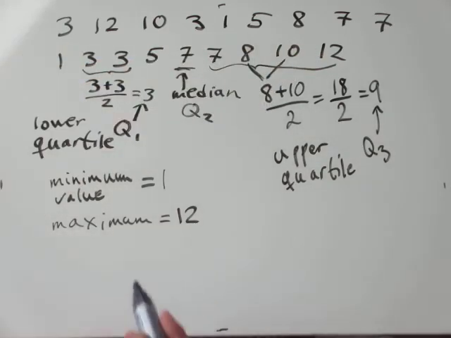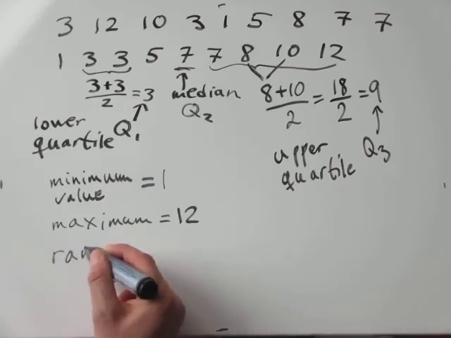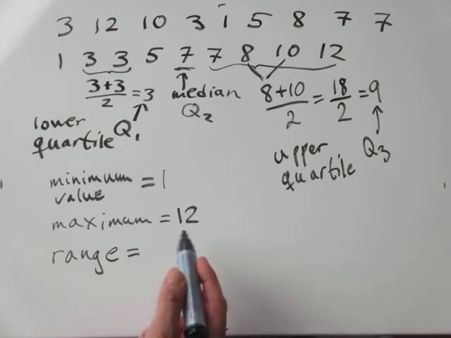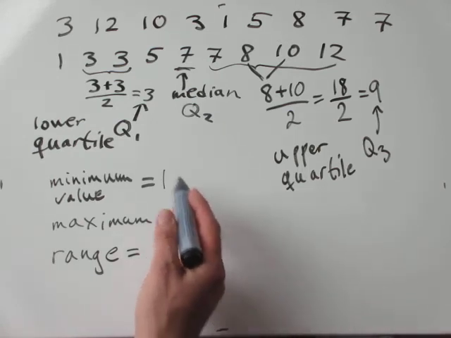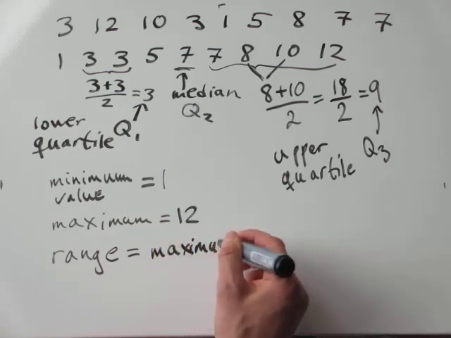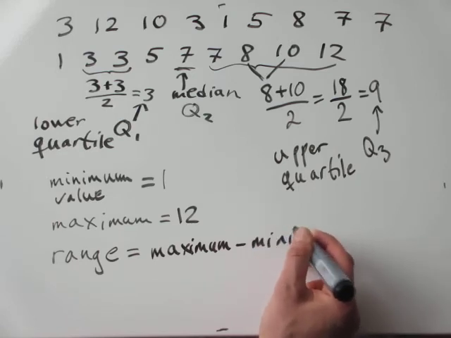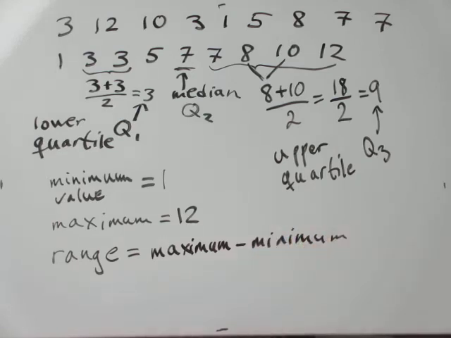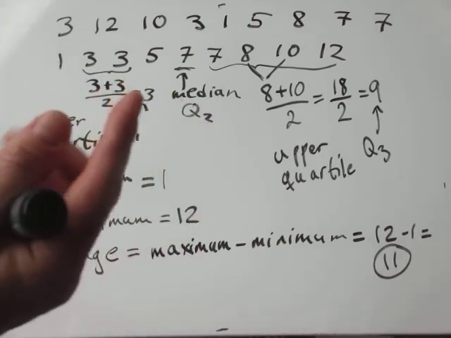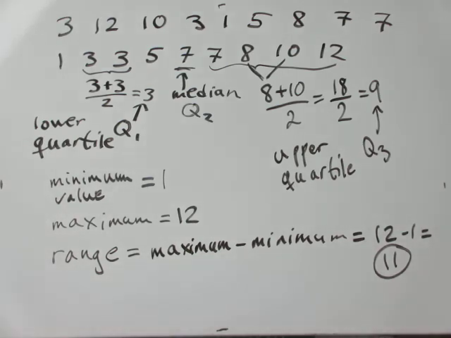And then there is something called the range of the data set. That is, you take the maximum value minus the minimum value. So we can say maximum minus minimum. So it will be 12 minus 1, so 11. That will be the range of this data set. It's how much the data is spread from the lowest to the greatest value. This is a very easy way to talk about the spread.